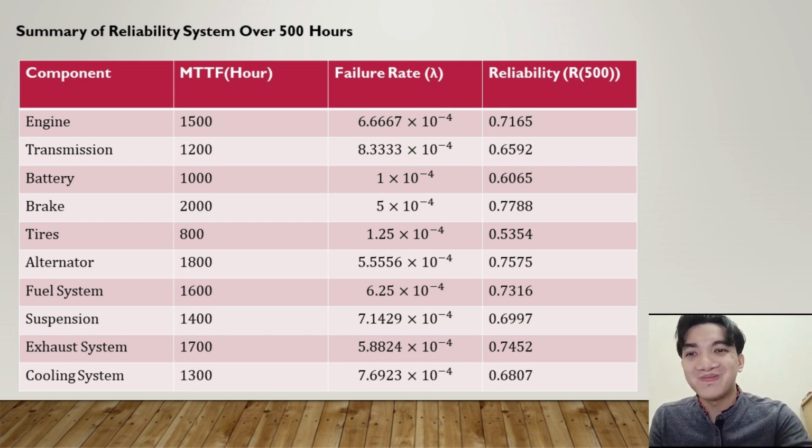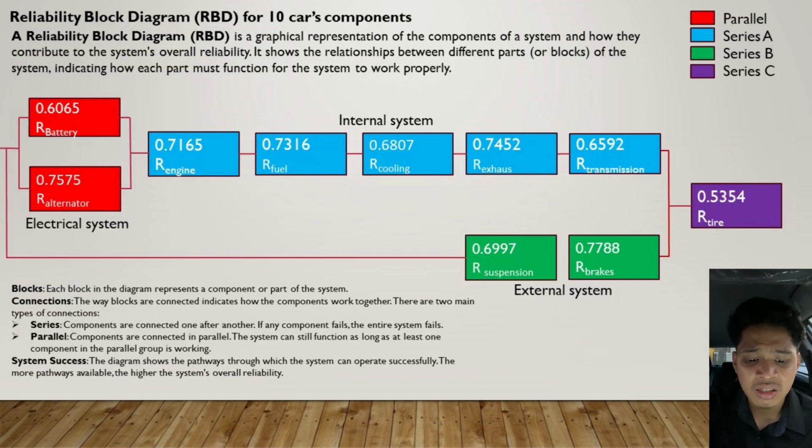So thank you. My part is discussing the reliability block diagram, or RBD, for 10 components in a vehicle. So basically, what is a reliability block diagram? An RBD is a graphic representation of the components of a system and how they contribute to the system's overall reliability. Each block in the diagram represents a component or part of the system, and in the reliability block diagram we have two types of connection, which are a series connection and a parallel connection.